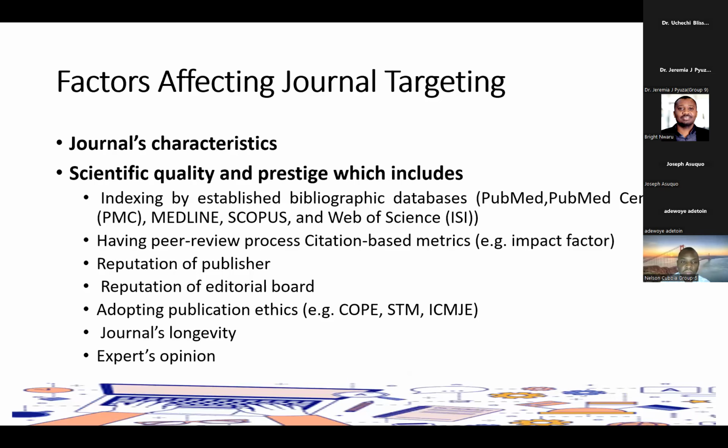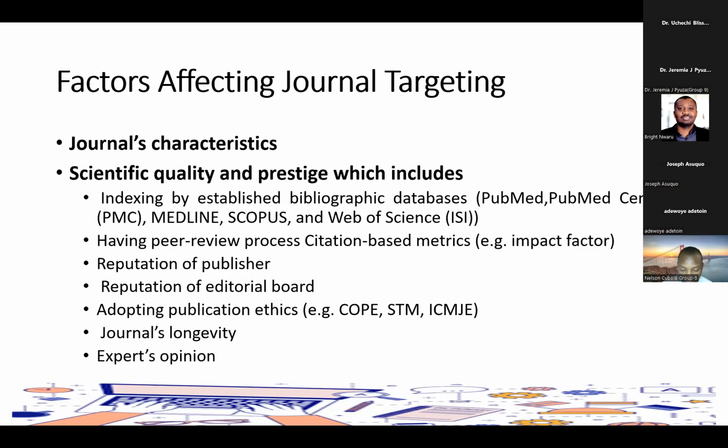Number one is journal characteristics. Scientific quality and prestige, which includes being indexed by an established bibliographic database like PubMed. If the journal is indexed in PubMed Central and all the others that have been mentioned here, then that's a major characteristic to consider when publishing. Also having a peer review process and citation-based metrics; the impact factor is a very important component now. As we see those journals with a high impact factor, most of us are always in need of publishing there.